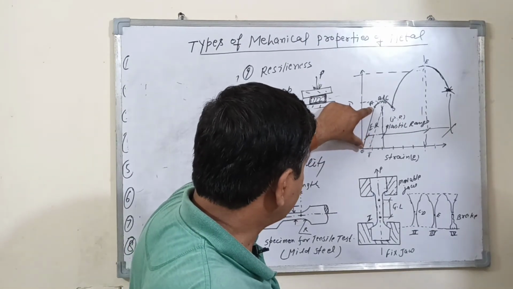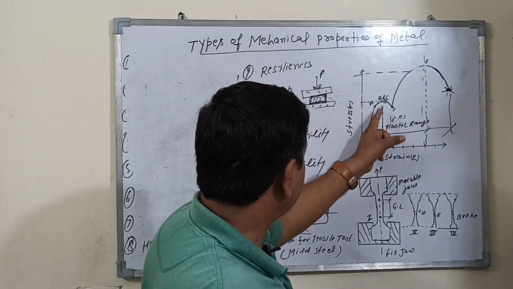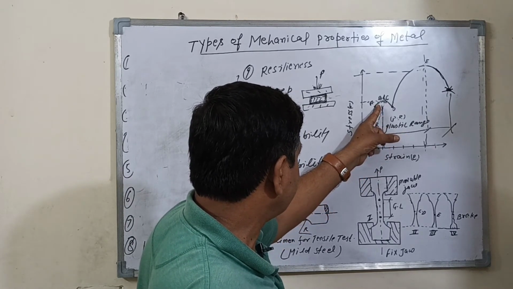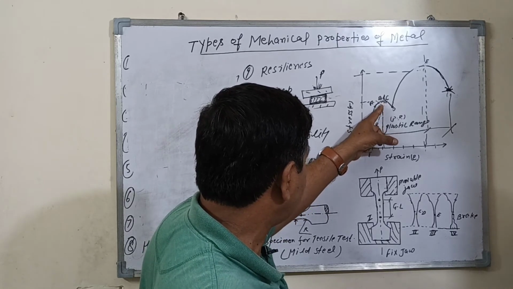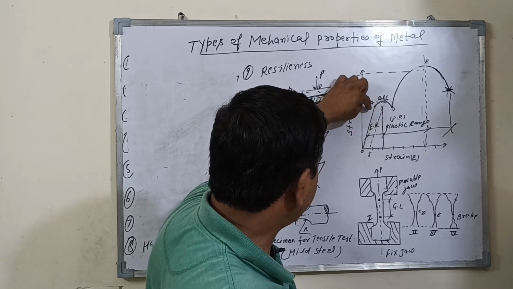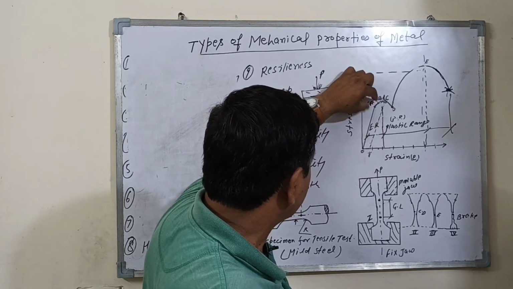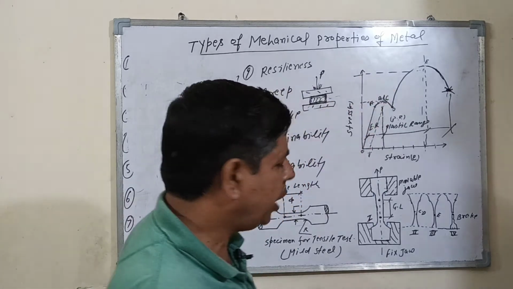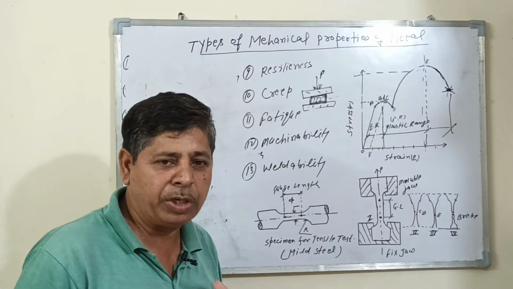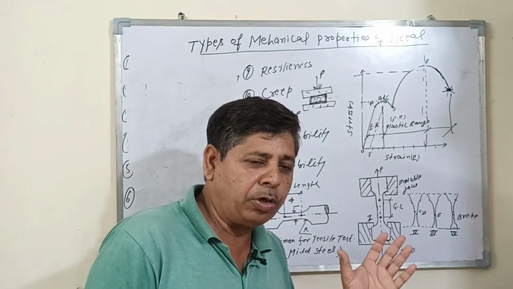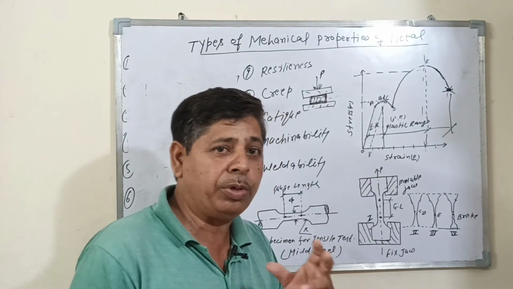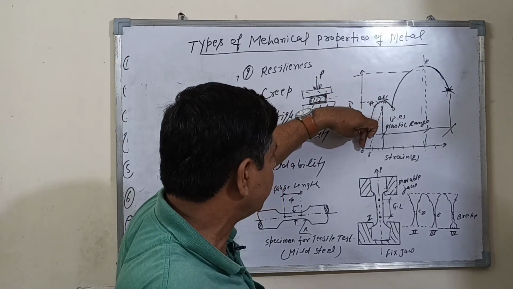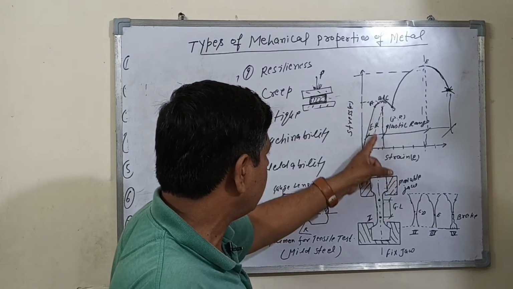After that, the straight line goes into a slight curve. So A to B, this portion is called the elastic range. Elasticity is the property of the material by virtue of which it is able to retain its original shape and size after removing the external load. After removing the external load, the material tries to retain its position, shape and size. So this range is called the elastic range.